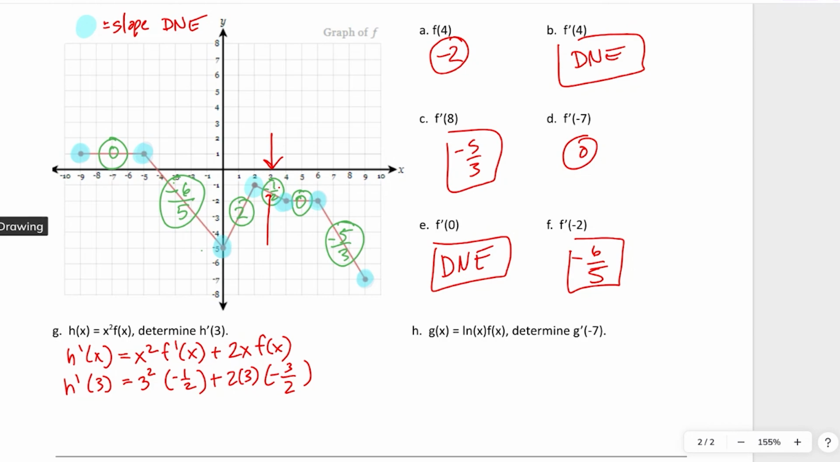Okay, so let's simplify this now. We got 9 times -1/2, so that's -9/2. And then over here we have 2 times 3 times -3 divided by 2. So the 2's will just reduce to 1, and that means I just have -9. Okay, so 9 is the same thing as 18/2. So -9/2 and -18/2 is going to be -27/2. So h prime of 3, or the slope of h when x is 3, is going to be -27/2.